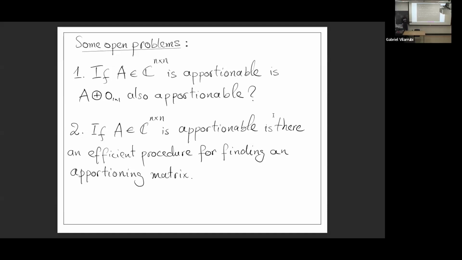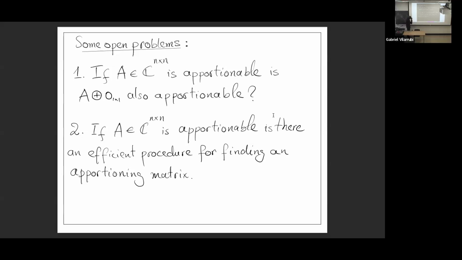columns and zero rows, you get apportionability, which tells us that zeros help apportionability. We already know that rank 1 matrices are apportionable. But we also know that there are rank 2 matrices that are not apportionable. So the closer to invertible your matrix is, the less likely it is to be apportionable. But there are counterexamples. I mean, the Hadamard matrix is completely invertible. So we know that in general, zeros help, but we don't quite understand how. So this is the first question.